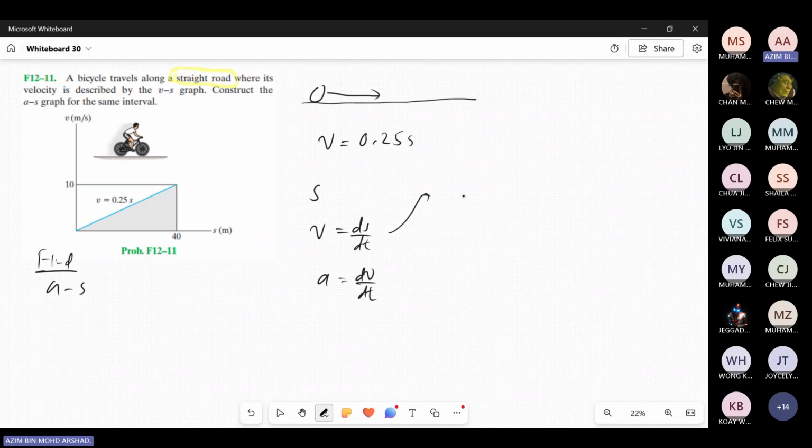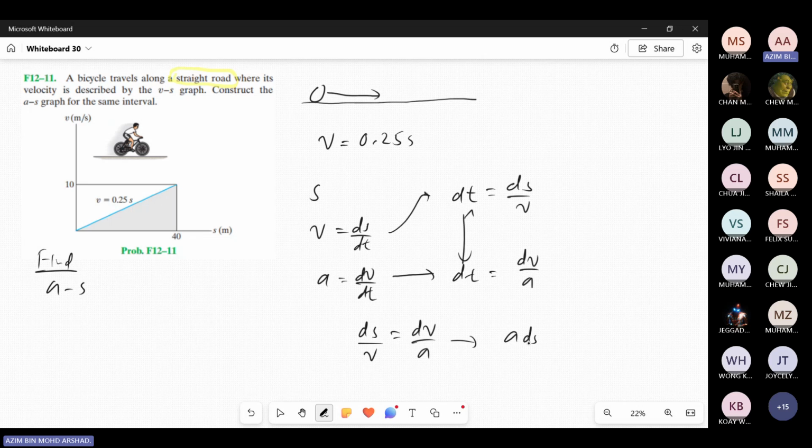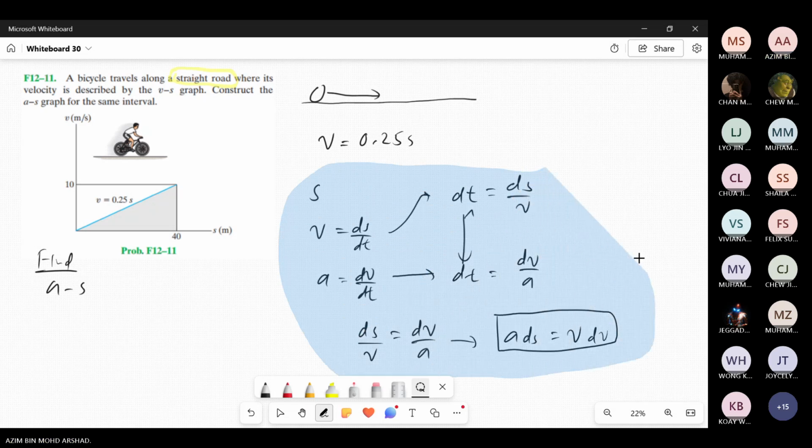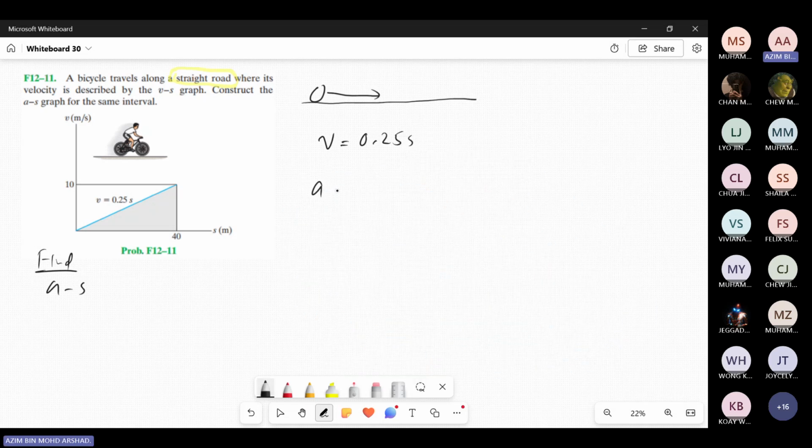If you remember, we did this where from this equation we get dt is ds over v, and from this equation we get dt is equal to dv over a. Because these are both dt, we can write ds over v is equal to dv over a. We rearrange this and get a ds equals v dv. So this is the equation that we can use for this problem. Since we need to find a, we write this down, a ds equals v dv.